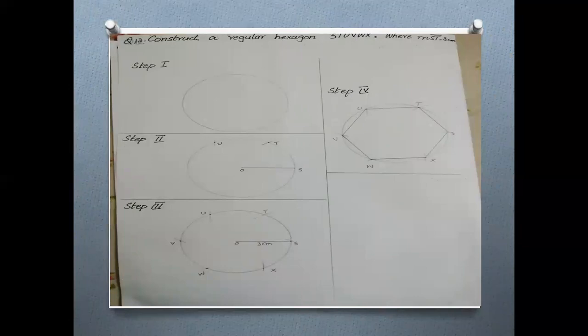Open your compass, radius 3 centimeter, and draw a circle of 3 centimeter. In step 2, you see that I draw the radius OS. With the same radius 3 centimeter, put your compass on point S and cut the circle. The new point is T. The same radius, put your compass on point T and again cut the circle. The new point is U.